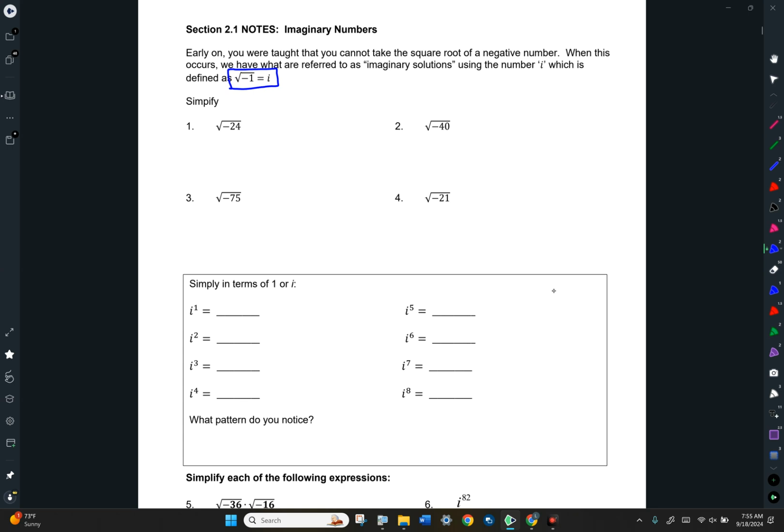So for example, if I said the square root of negative 4, because I know the square root of 4 is 2, and then that negative comes out as an i. So we would say 2i.